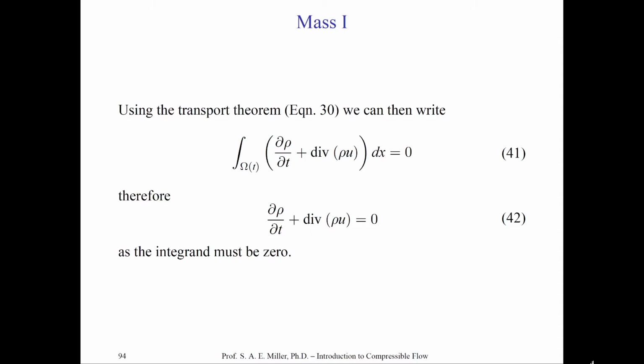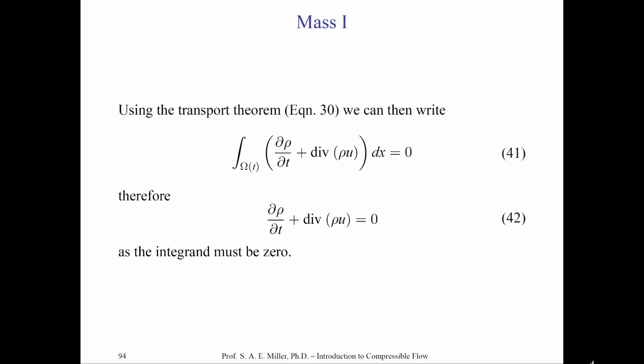It's a volumetric integral at any particular time t of the partial derivative of density with respect to time plus the divergence of rho u dx will be 0 according to conservation of mass. Now, the integral can be performed analytically and we find 42. We'll have, of course, partial rho partial t plus divergence rho u is 0. So indeed, for this integral to be 0, the integrand must be 0. And that's why we're setting 42, the integrand, as 0.